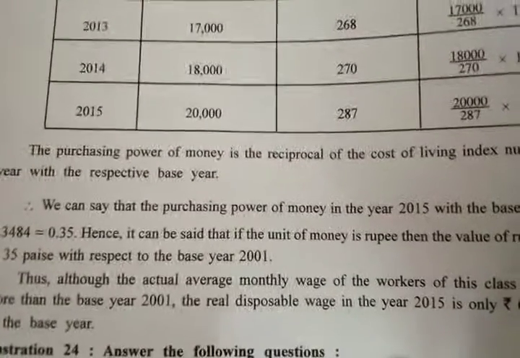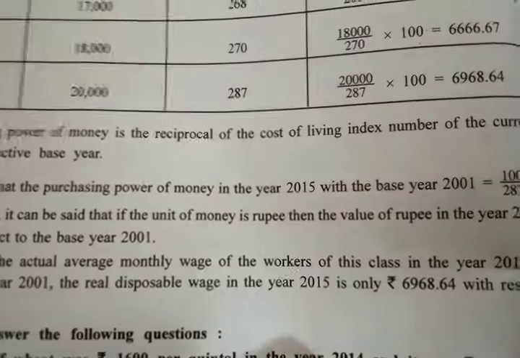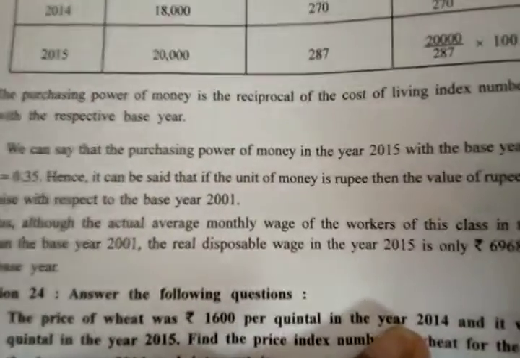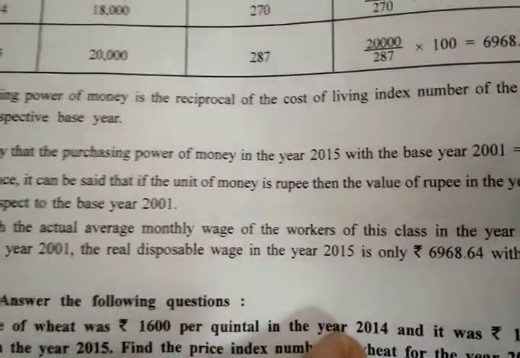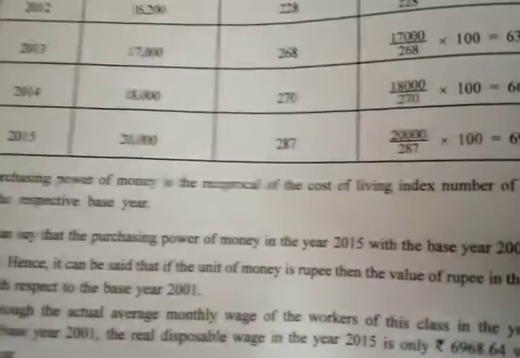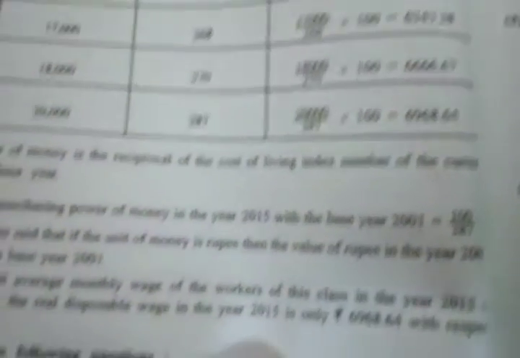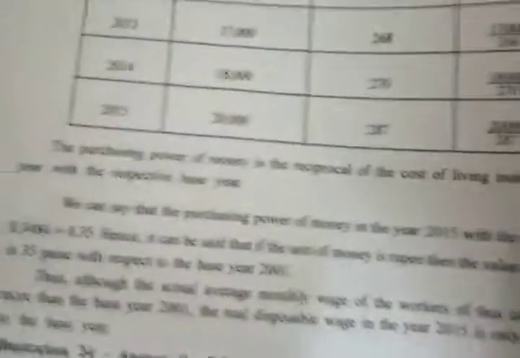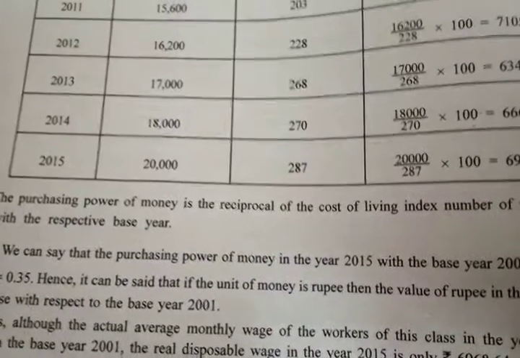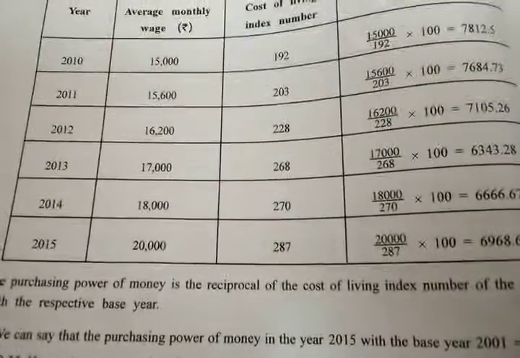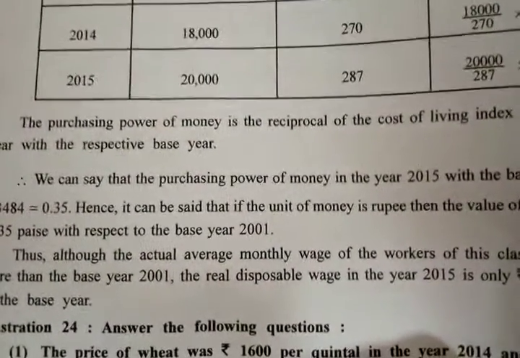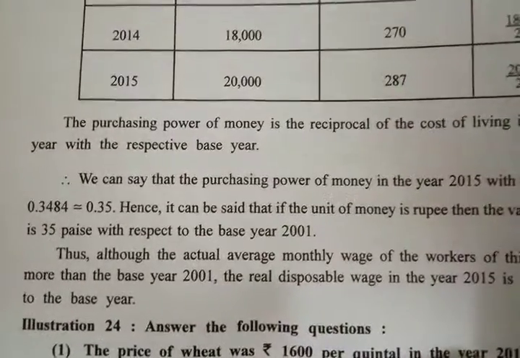That is the implication. Thus, although the actual average monthly wage of the workers of the year 2015 is more than the base year 2001, the real disposable wage in the year 2015 is only 6968.64 with respect to the base year. That is for the year 2015. So if you get 1 rupee in 2015 compared to 2010, that has got only 35 paise value. So that is what is asked here, and we have got the answer.